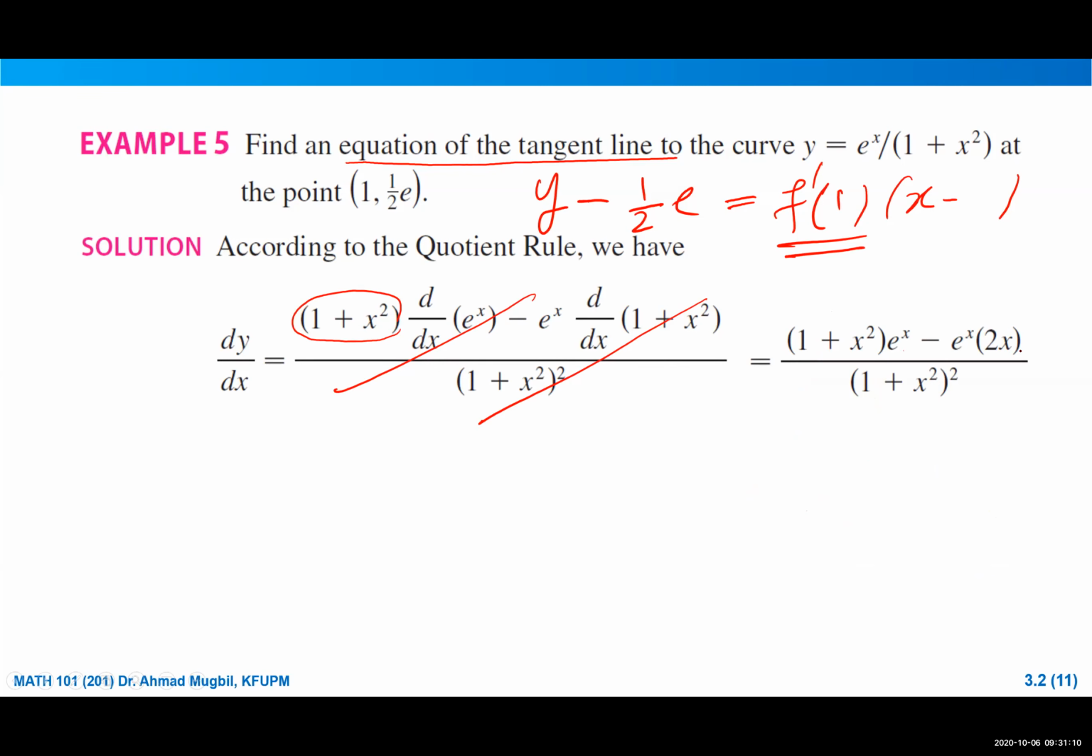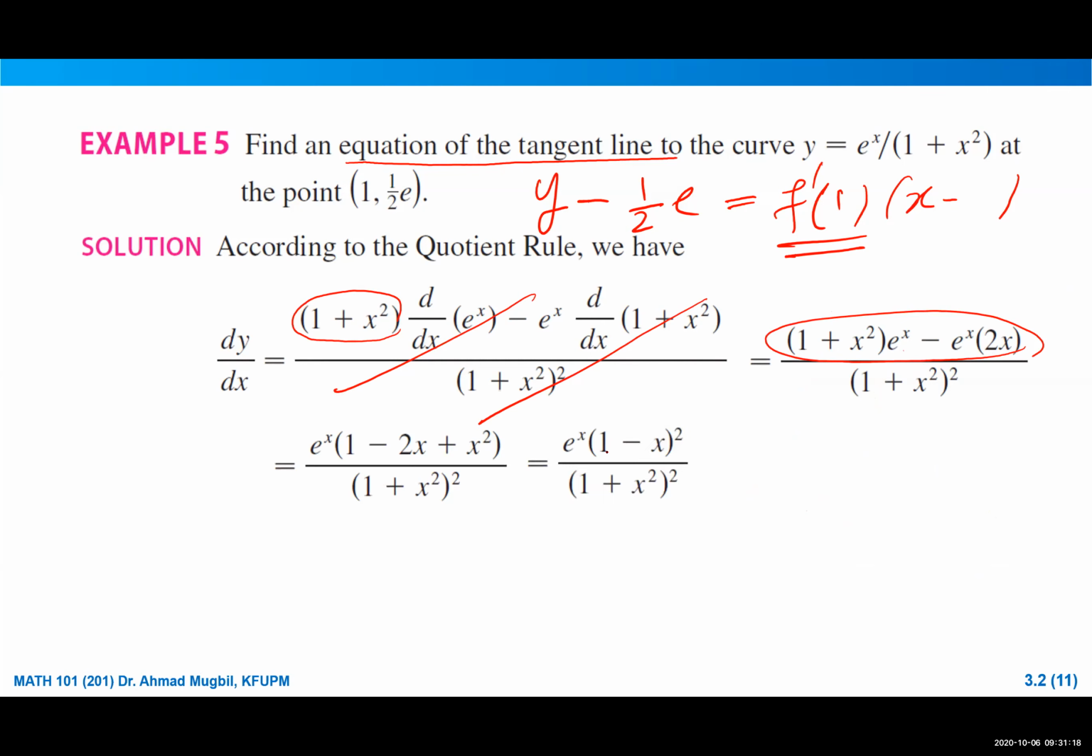Now expand here. Don't simplify, expand. After expanding, if you can factor this, factor it. I think we can. So it is 1 minus x all squared. You can write it x minus 1 all squared. It is the same because of the square. Now you cannot cancel any terms, so you have to keep it like it is.